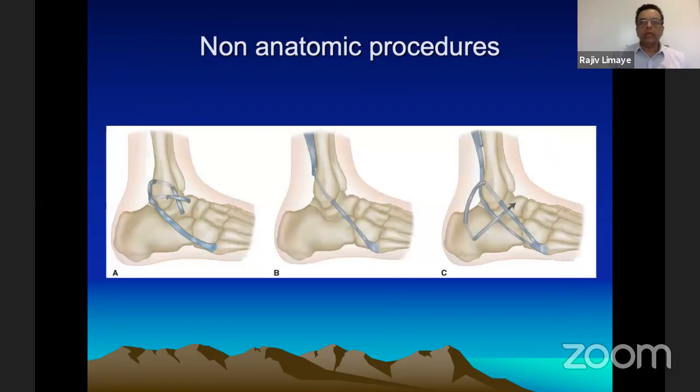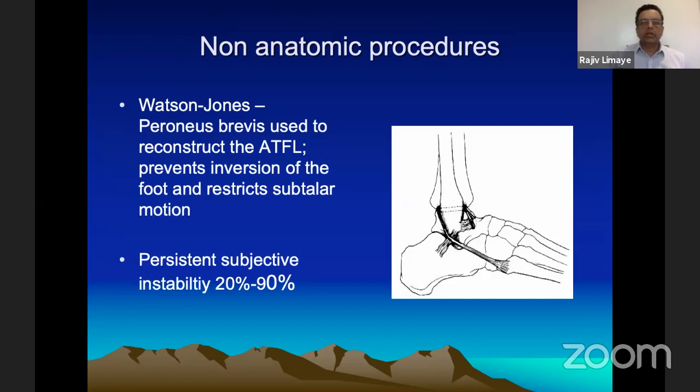Going on to the non-anatomic procedures for completion, these are the techniques that were used prior to the Broström-Gould technique. The use of peroneus brevis tendon, use of FDL, FHL, many other tendons were considered, but most of the time they lead to a lot of problems such as stiffness, subtalar restriction, subjective ongoing pain and instability, and obviously osteoarthritis in the subtalar joint.